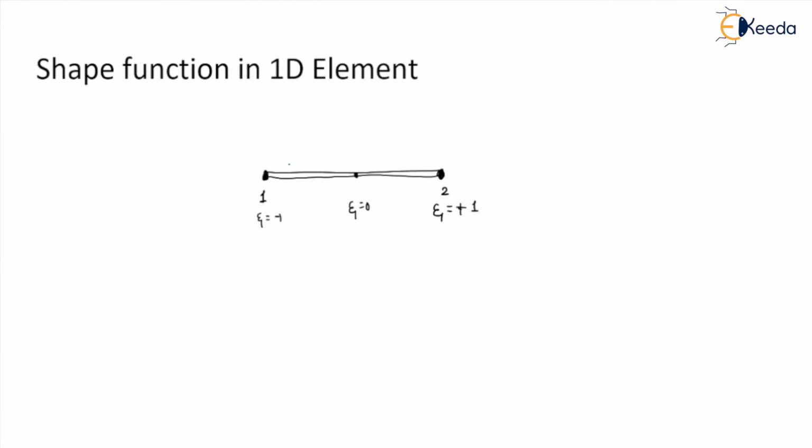Now considering the deflection, for example at node number 1 there will be a deflection like this. Let's say the value is u1. At node number 2 the value is u2. So at any point in between, if I want to find the value, I have to assume one function which satisfies linearity. So first we assume that the function within the element is linear.